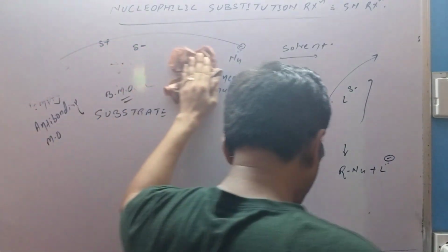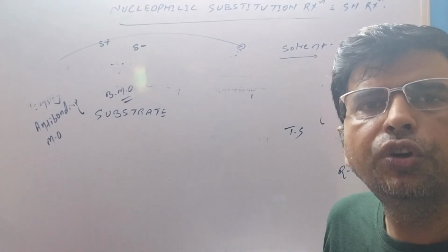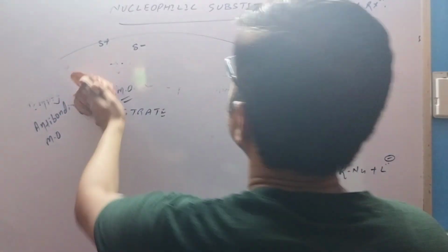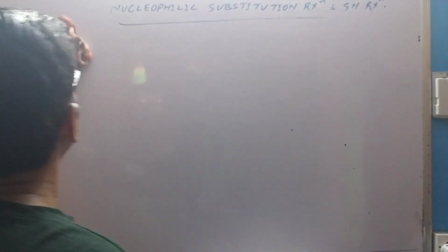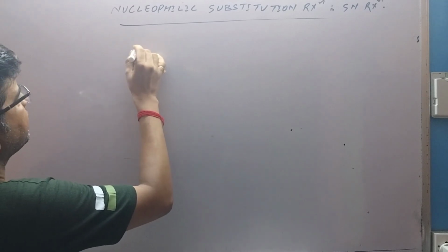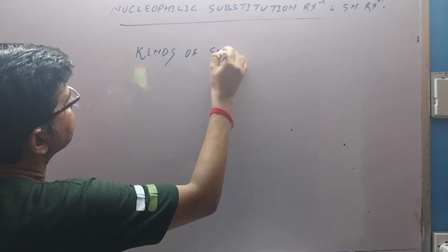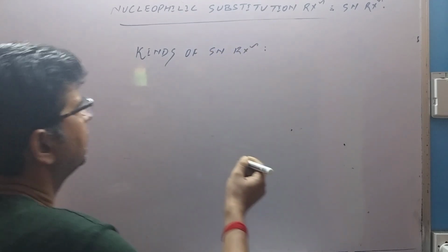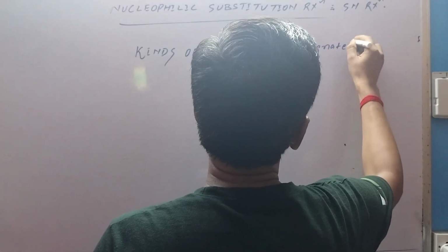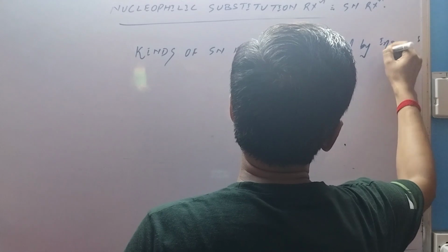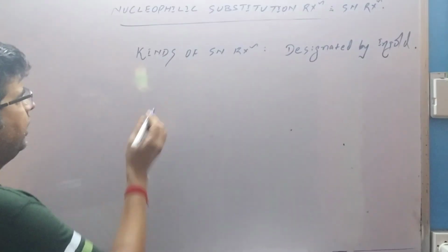See, nucleophilic substitution reaction can proceed by 6 different kinds which have been designated by Ingold. Ingold is the scientist who designated SN reaction into 6 kinds.